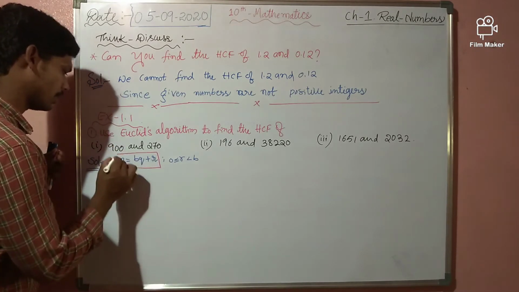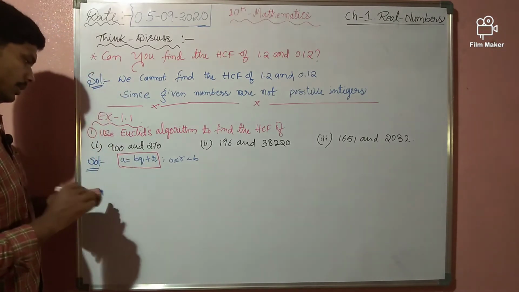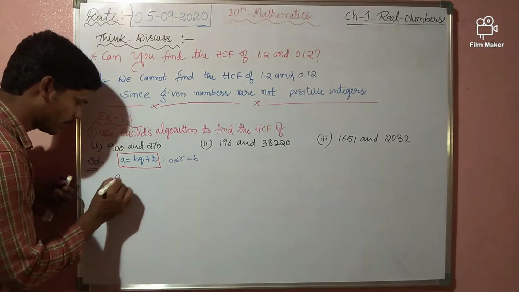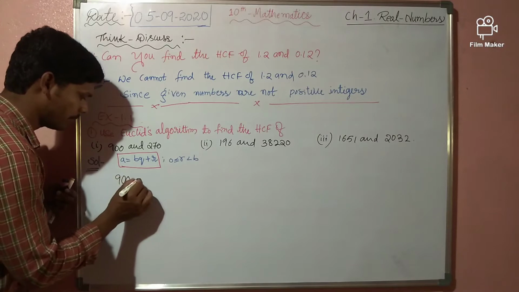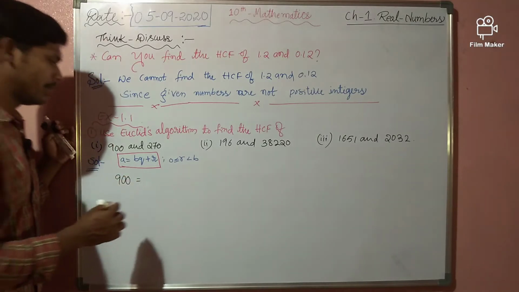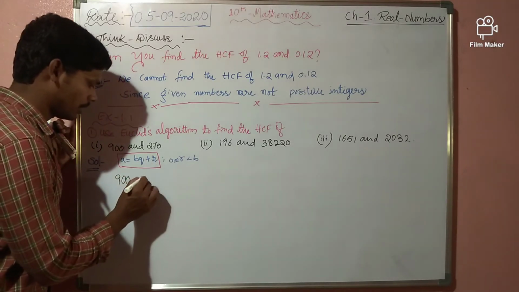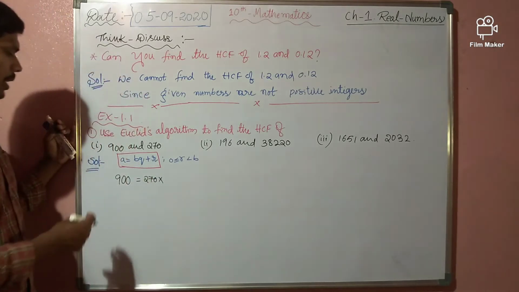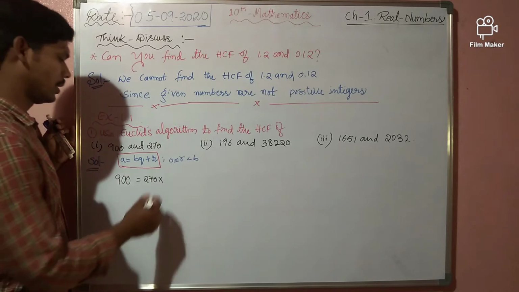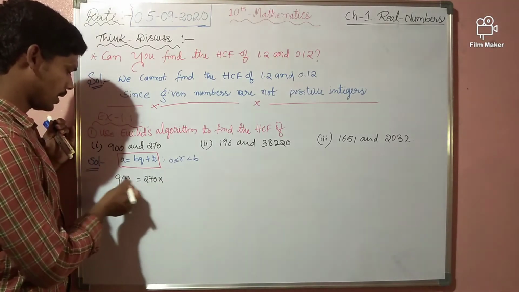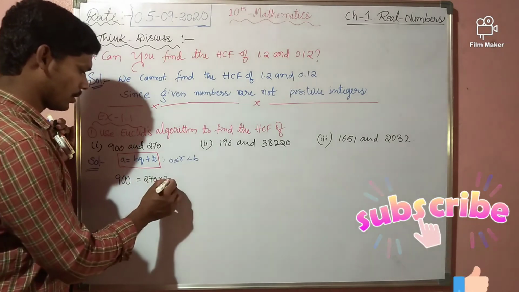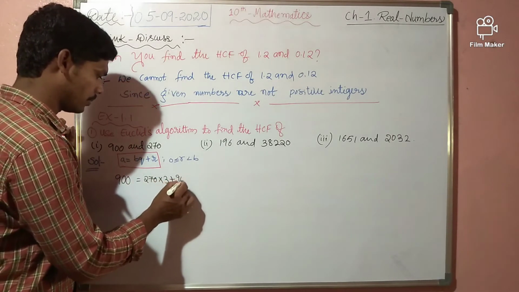Put this condition in a rectangular box. Now the process of this one: the greater number you can write as a. Now 900 divided by the smaller number, that is 270. How many times does 270 divide 900? 3 times: 27 3s are 81, 810. So the remainder will be 90.